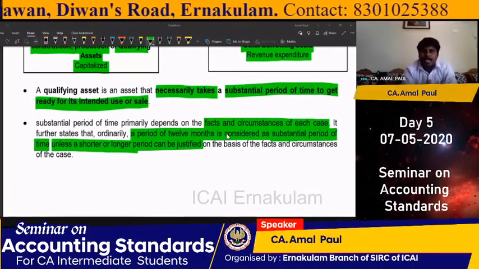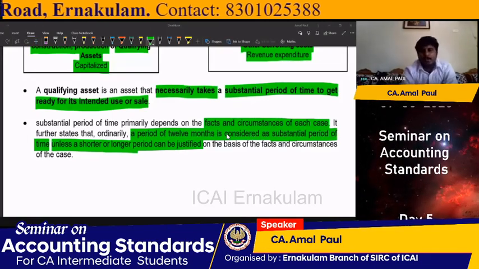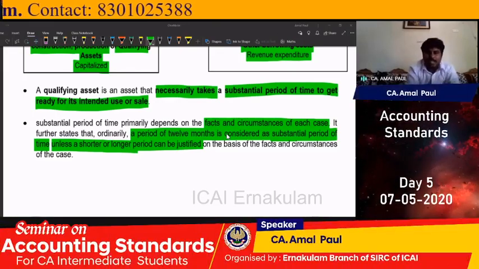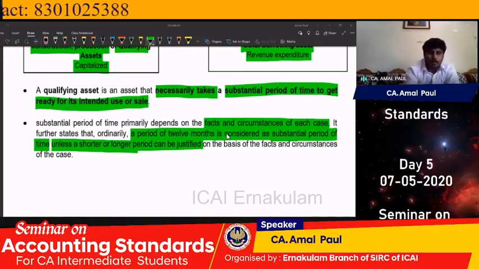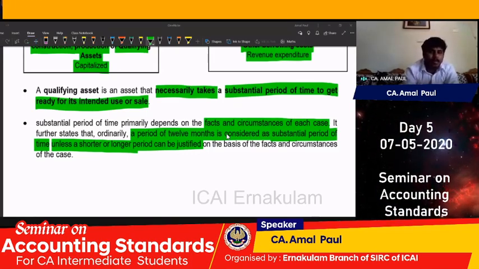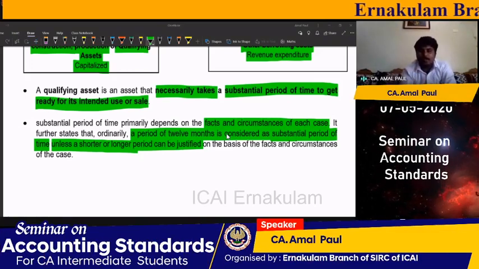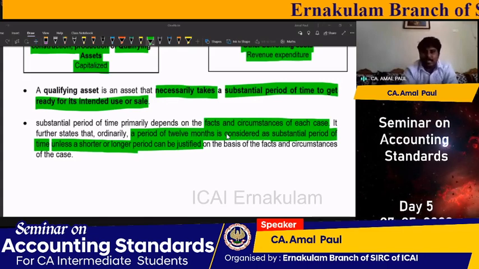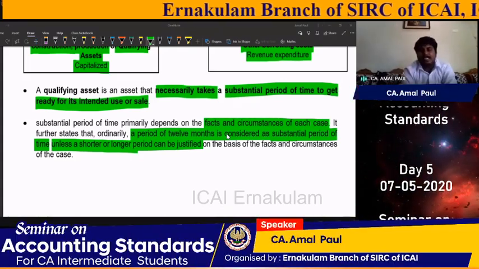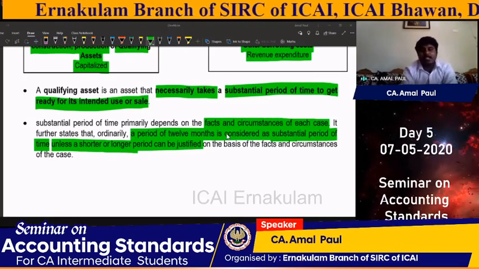What this means is, if the time taken to get ready for its intended use or sale is 12 months or more, it will always be a qualifying asset unless otherwise proved based on facts and circumstances. Then a period less than 12 months is considered as substantial if the facts and circumstances prove that.